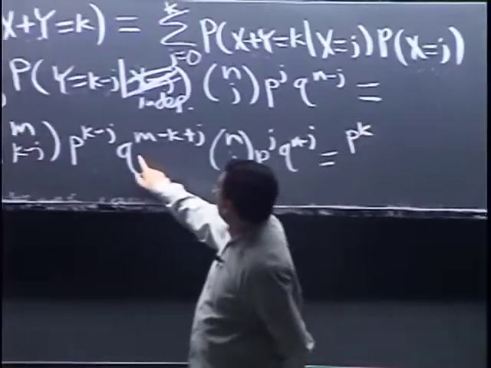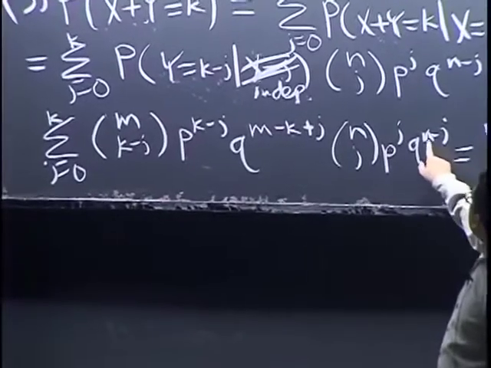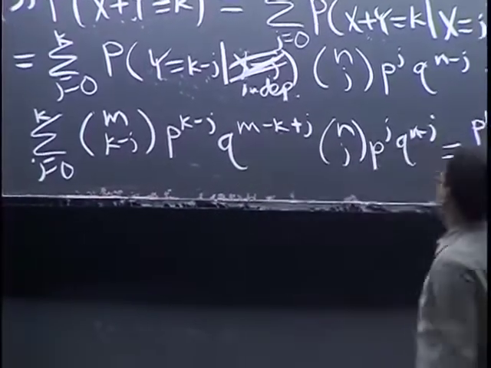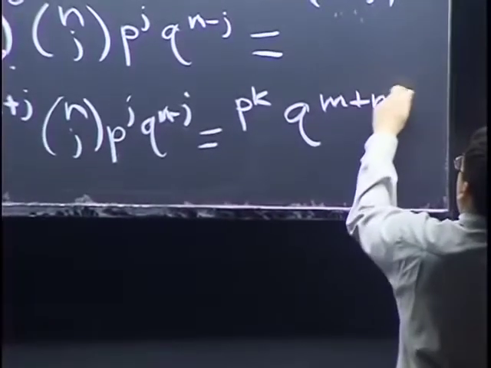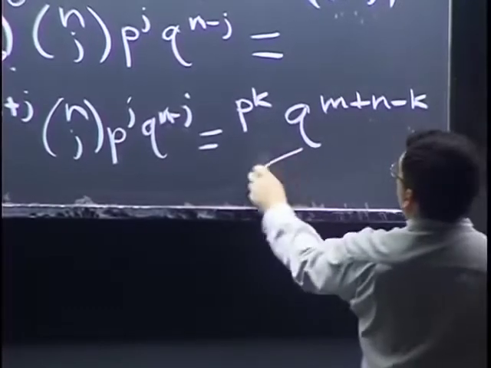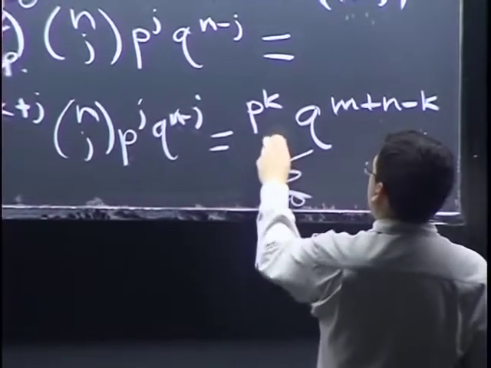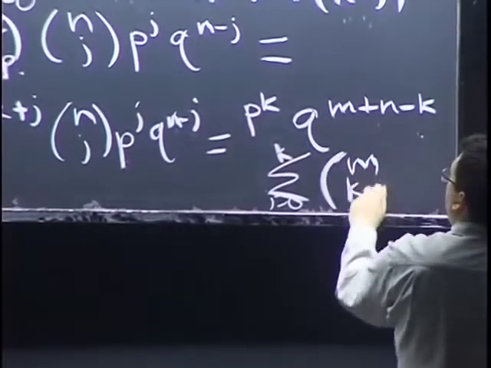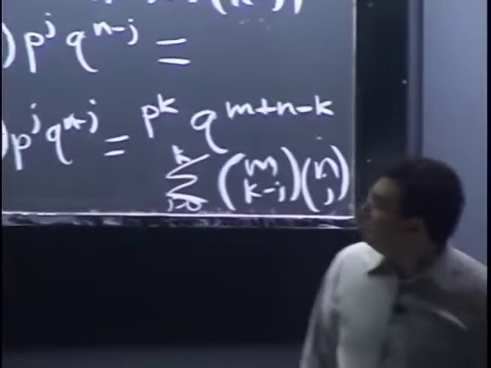Collect the q's: m minus k plus j, and that's n minus j. So we have m plus n minus k. The j's cancel, so that's also a constant. That comes out. So that's q to the m plus n minus k times whatever is left over, this sum, j equals 0 to k, of m choose k minus j, n choose j. Well, that looks pretty ugly.